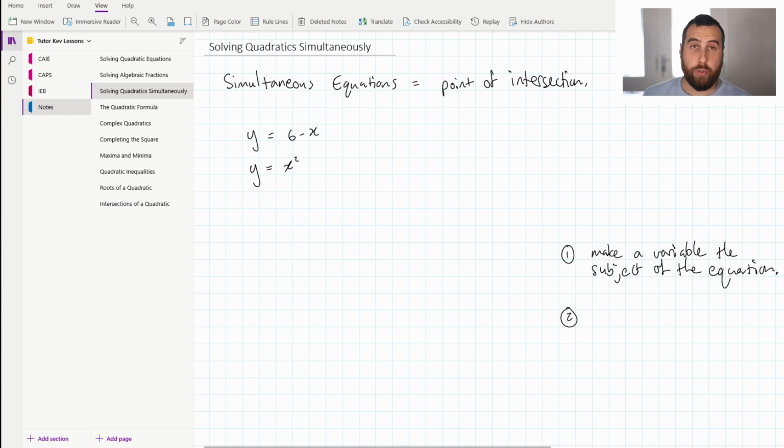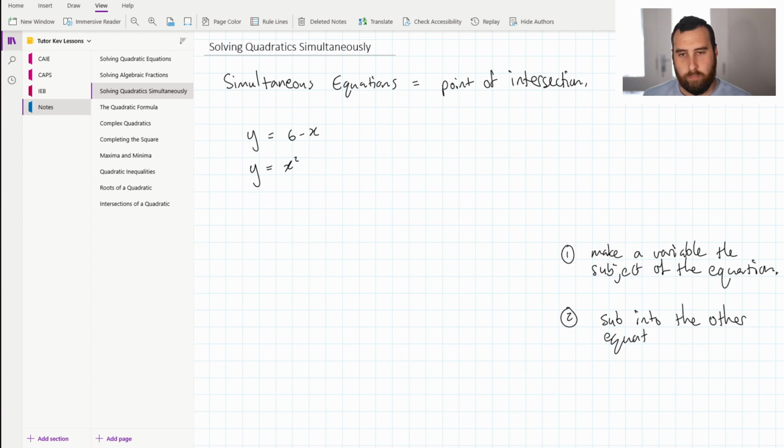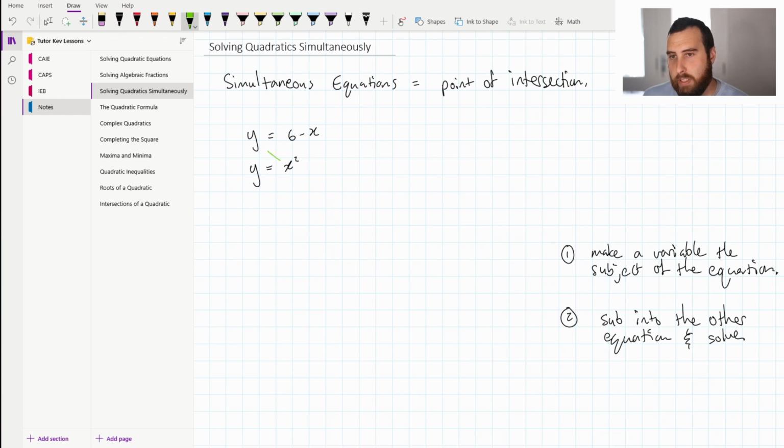So the second thing that we do is we substitute into the other equation, and solve. Now when we're dealing with quadratic simultaneous equations, we will get at most 2 points of intersection. So expect to get two solutions when you're solving these. So here I'm going to now substitute this x squared into this y. So I'm going to get x squared is equal to 6 minus x.